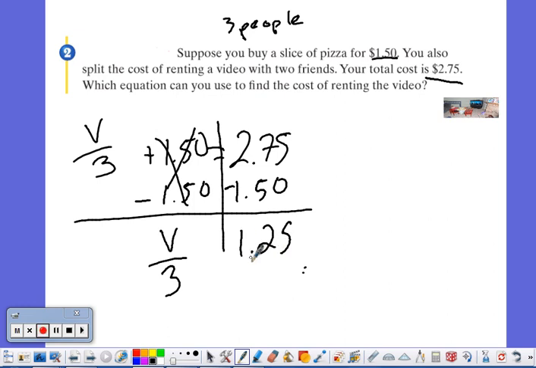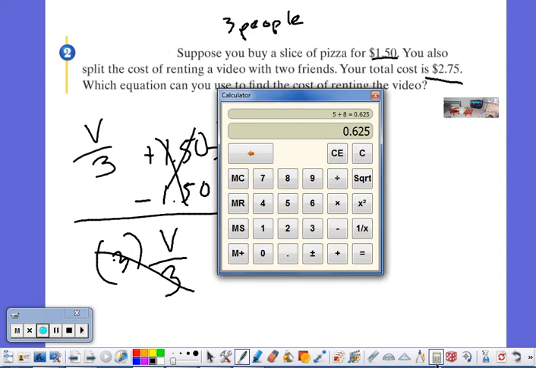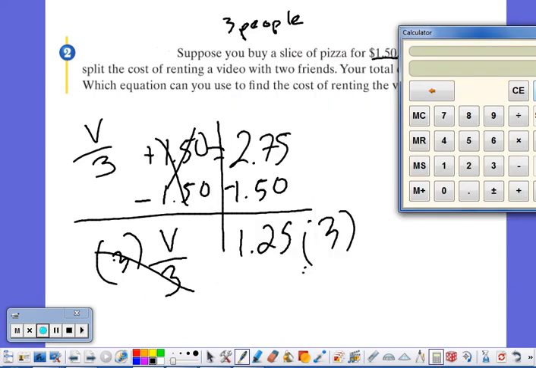$2.75 minus $1.50 is $1.25. Multiply that by 3 on the left side to get rid of the 3. Multiply this side by 3. Use your calculator. Always check your work. I get $1.25 multiplied by 3 is equal to 3.75. So v is equal to 3.75.